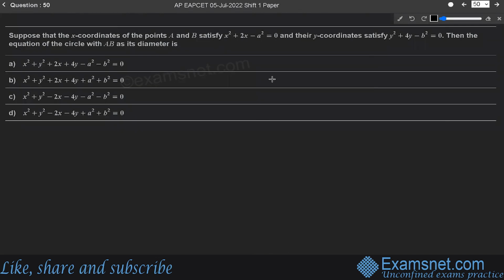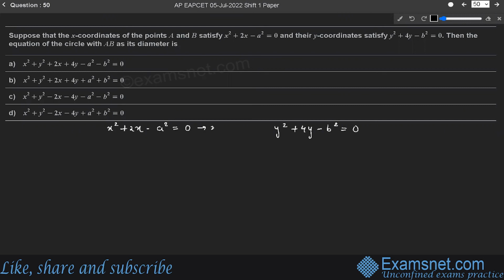Next question is: suppose that the x coordinates of the points A and B satisfy the equation x square plus 2x minus a square is equal to 0, and their y coordinates satisfy the equation y square plus 4y minus b square is equal to 0. Then the equation of the circle with AB as its diameter is, first equation: x square plus 2x minus a square is equal to 0.